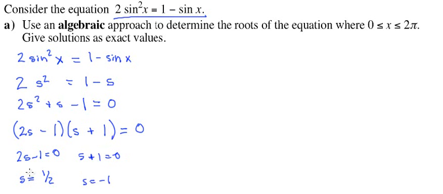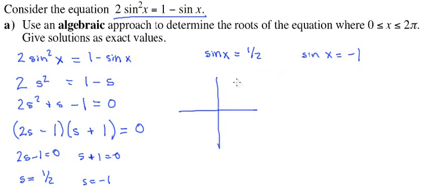Now remember, s is standing in for sine x, so what this is really telling us is either sine x equals 1/2 or sine x equals negative 1. Now, in the previous unit, we saw how to solve expressions like this. These are what we call first-degree trig equations. I'll do this kind of fast because you've already got some experience with it.